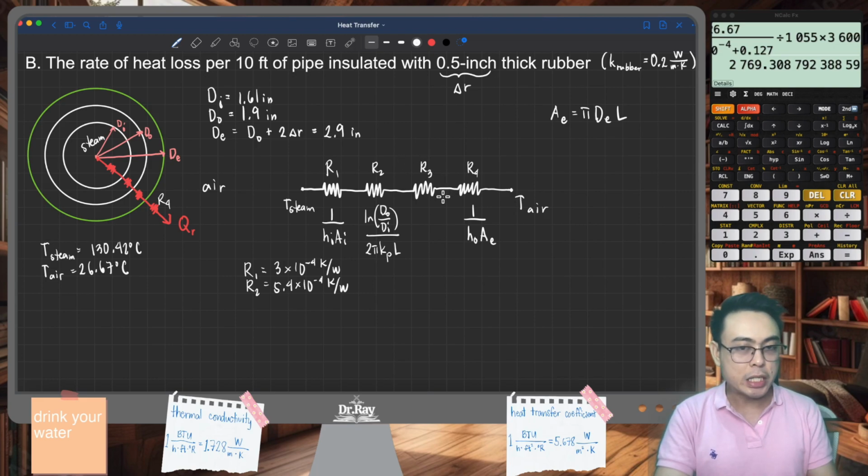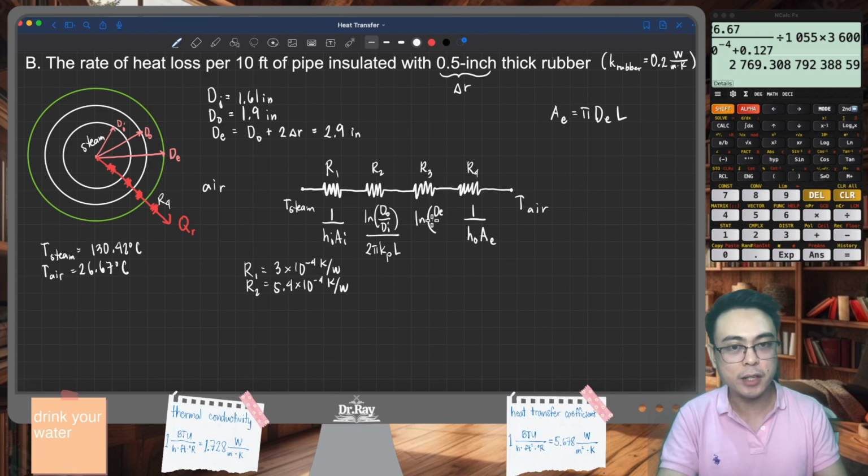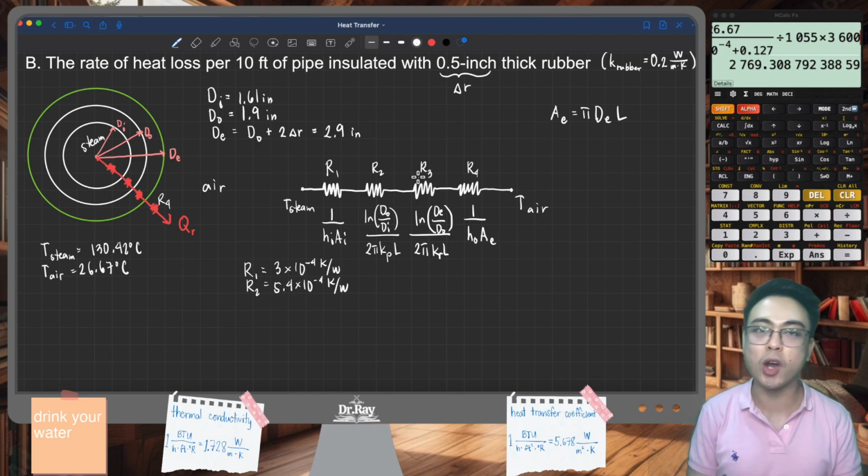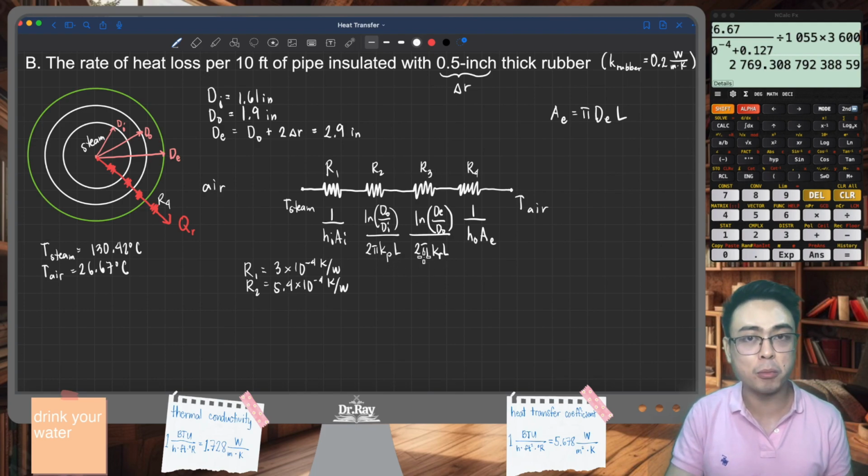How about R3? What is the resistance due to conduction in the rubber layer? It still follows the same formula, natural logarithm of the ratio of diameters, but take a look at the thickness of the rubber. The external diameter is DE. The internal diameter of the rubber layer is DO, not DI, because we're only talking about the rubber layer. DE over DO divided by 2 pi KL, but now the K here, or the thermal conductivity here, is for the rubber. So R2 and R3 are expected to have different values because they have different thermal conductivities.